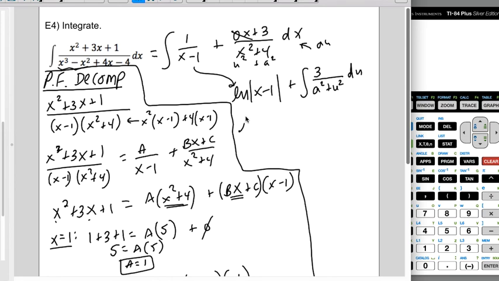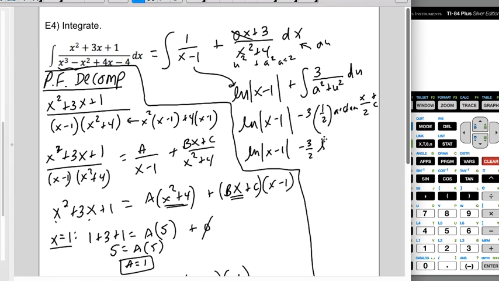So this is actually a 3 over a, right? In this case, a is 2, right? So this is a 3 times 1 over a arctan of u over a plus c. Sorry, my plus c kind of disappeared. So if I clean this up a little, I get natural log of x minus 1 minus 3 halves arctan of x over 2 plus c, which is kind of intense, right? So there's a lot to it.